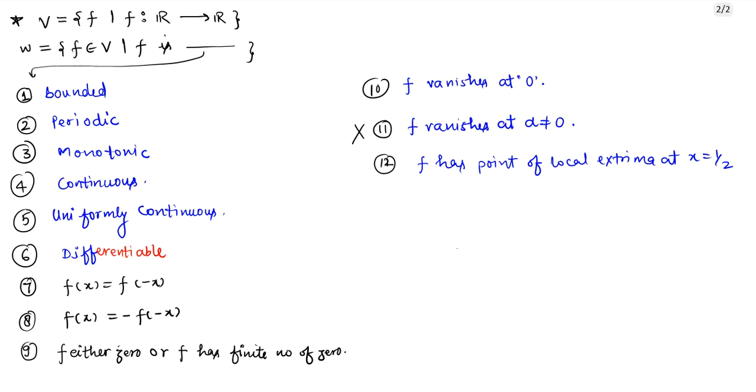Now we define a function 13: all functions which have bounded variation BV in [0,1]. Is this a subspace or not?